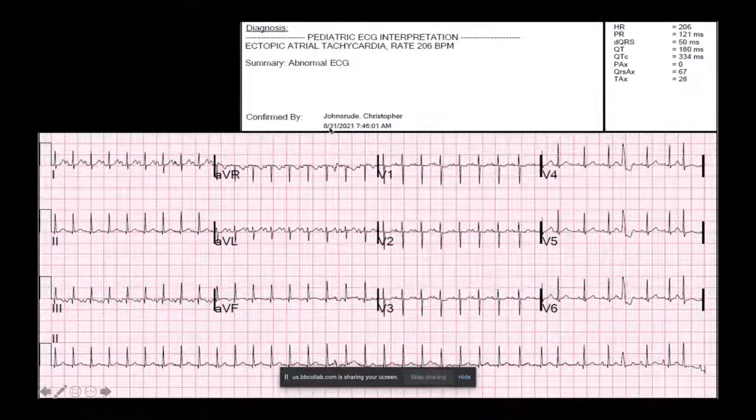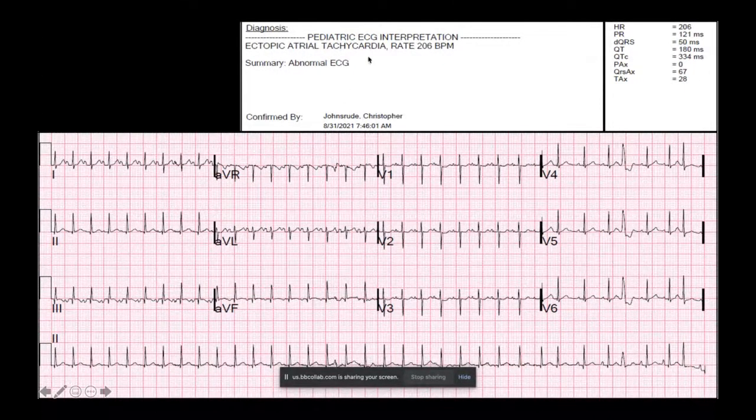The next morning, Dr. Johnsruth said, no, no, no, this is ectopic atrial tachycardia and this is an abnormal ECG. And this is why he called it ectopic atrial tachycardia. So look at the P waves now. Lead 1 is still upright. However, in contrast to the prior EKG, lead 3, it was inverted. Lead AVF, that's inverted. And I completely agree. This is an ectopic atrial tachycardia.